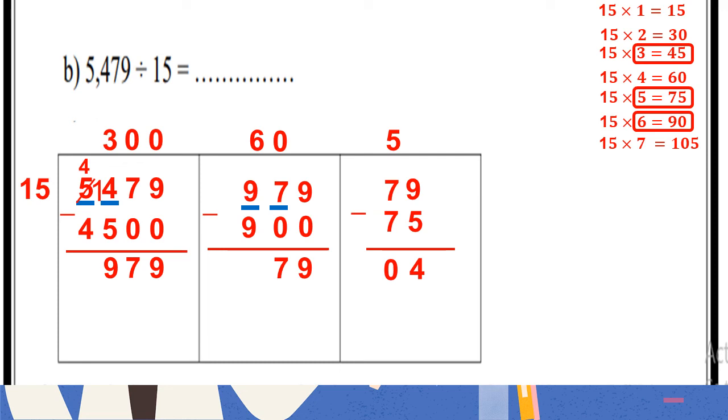I will ask myself, can we make divided again? 4 divided by 15? No, because it's smaller than 15. Do we have another digit to use? No. So the 4 here is called remainder. And now 300 plus 60 plus 5 to get the answer. It will be 365 plus 4 remainder, or R 4.